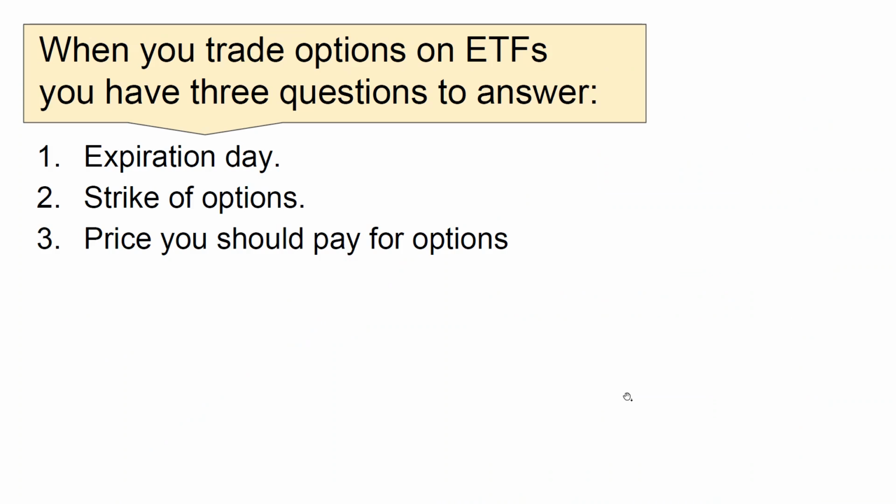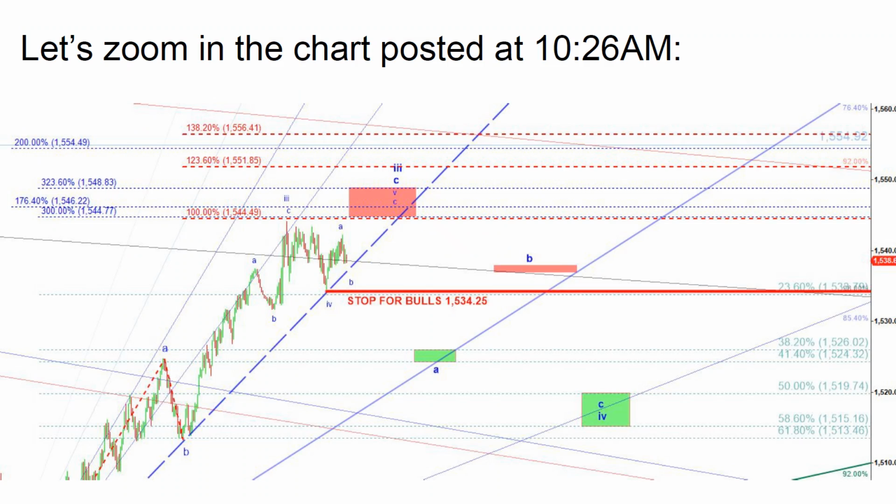Okay, so we've got answers for the two questions, and now we have the third question, which is the trickiest question: how much we are prepared to pay for those options at that specific moment. So let's come back and zoom in on that pattern. We have identified our targeted options, and the question is how much we are prepared to pay.